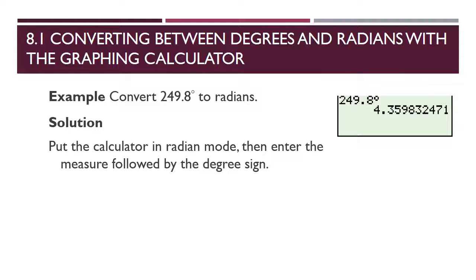So you can see here what happens. If you want to pause and give it a try on your calculator, make sure you've got how to do that. You need to put the calculator in radian mode first, enter the measure followed by the degree sign, and then hit enter, and it gives you the answer.